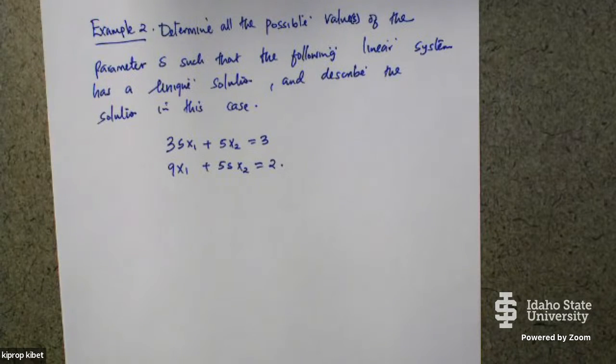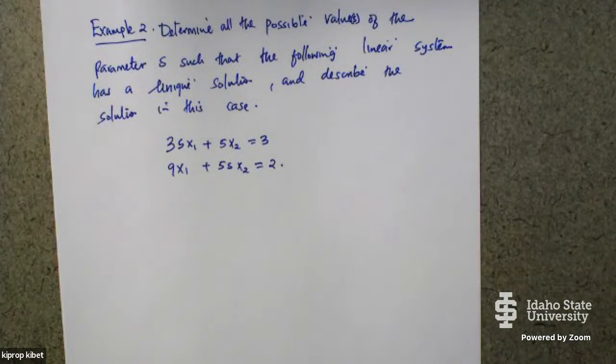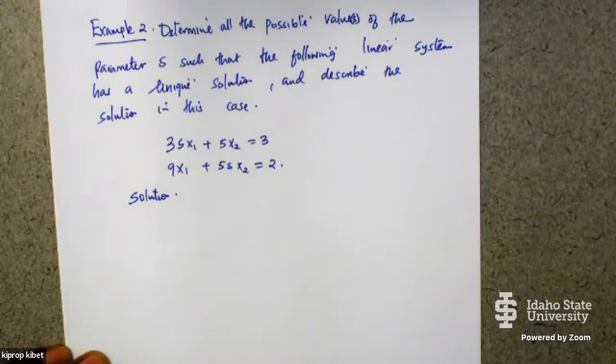So example number 2: determine all the possible values of the parameter s such that the following linear system has a unique solution, and describe the solution set. This unique solution is actually the solution of that linear system. So how can we get the unique solution when we have the s here? What can we do to s so that we can have a unique solution? So we use Cramer's rule.